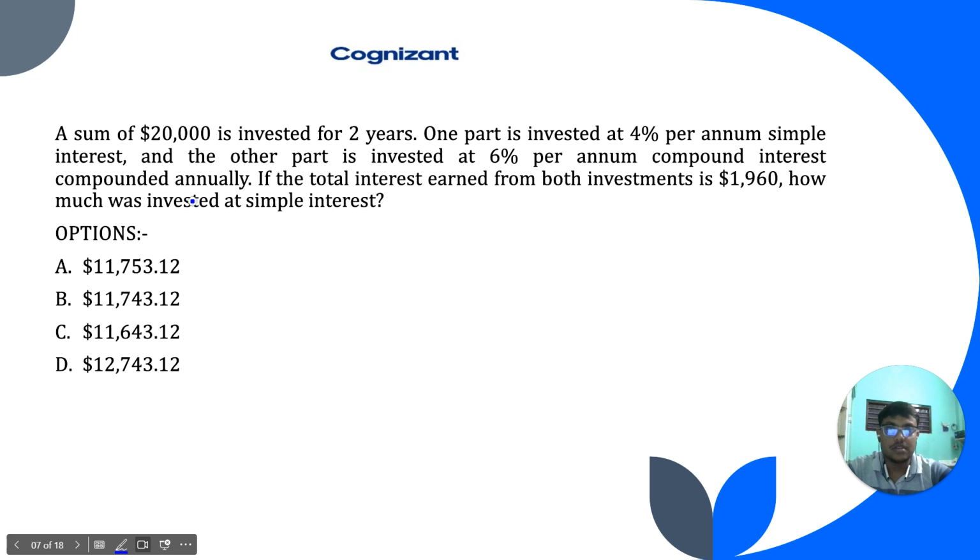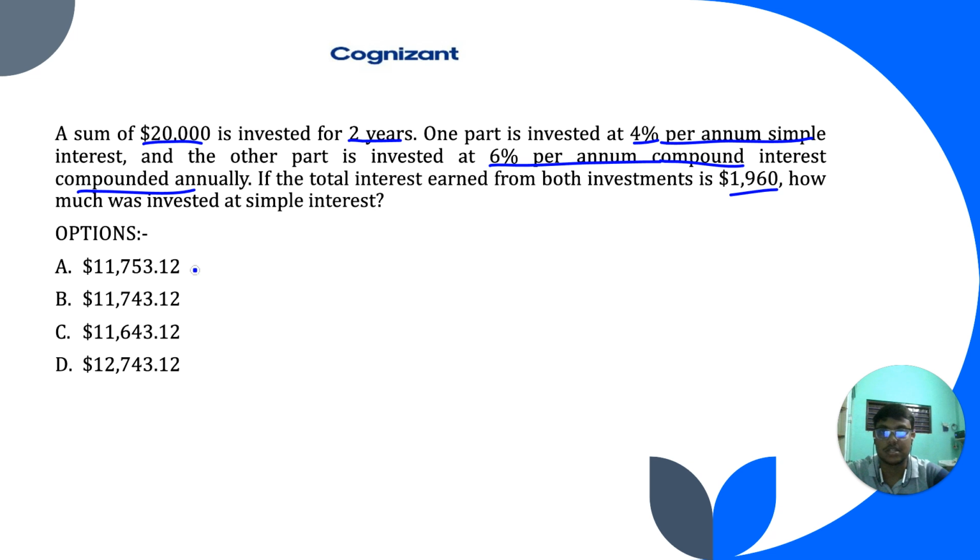Okay, so this is a question from the interest section. I would like all of you to try it first, then we will be solving it together. I hope you all have tried to solve it by yourself. So let's see what the question says. A sum of rupees 20,000 is invested for 2 years. One part is invested at 4% per annum simple interest, and the other part is invested at 6% per annum compound interest compounded annually. If the total interest earned from both the investments is 1960, how much amount was invested in simple interest?